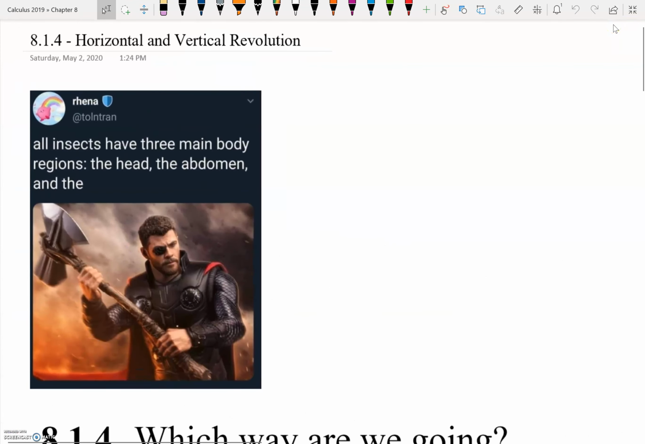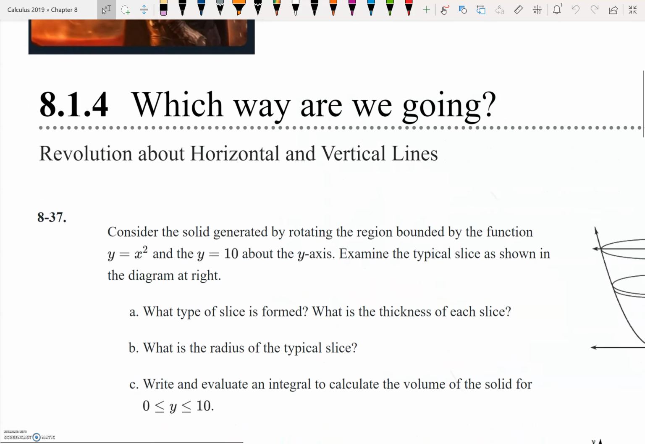Okay, in 8.1.4, we're going to be talking about revolving our areas around the y-axis or the x-axis, and using the integral in each of those cases. What do we need to do?